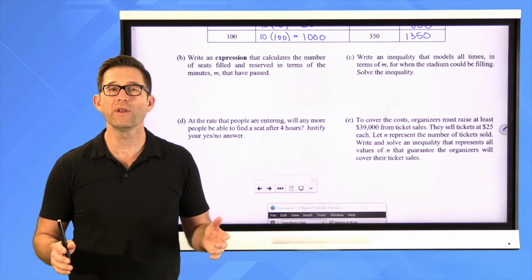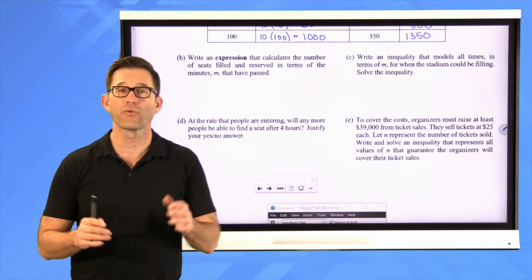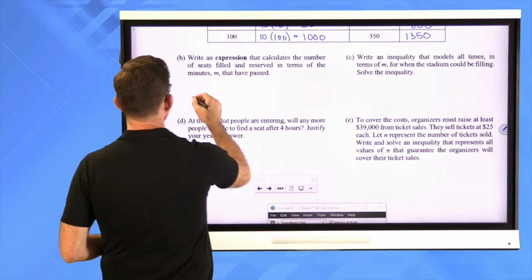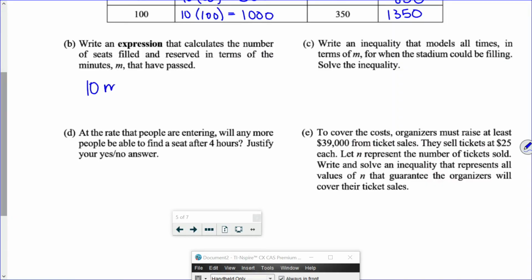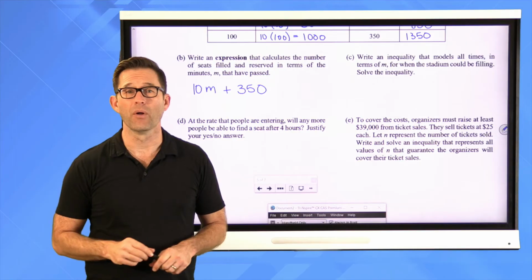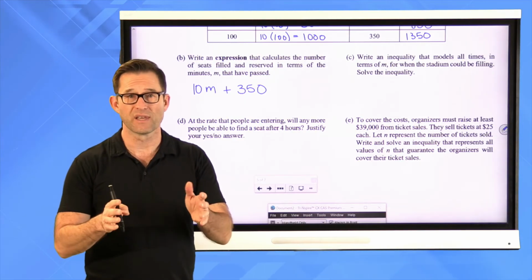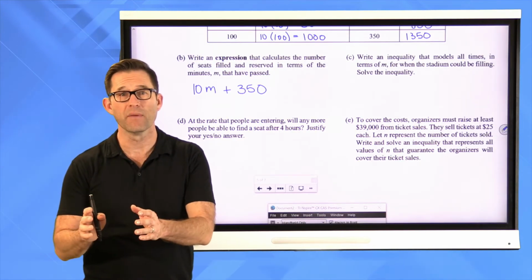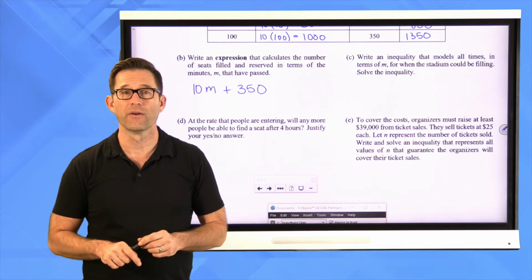All right, well, what did we do each time? Each time we took the rate, which was 10 seats per minute, and we multiplied it by the number of minutes. That's how many seats have been filled, plus the 350 gives me the total, right? And that's what I did each and every time in that table. I took my rate, which was 10 seats per minute, and multiplied by how many minutes. I then added the 350.